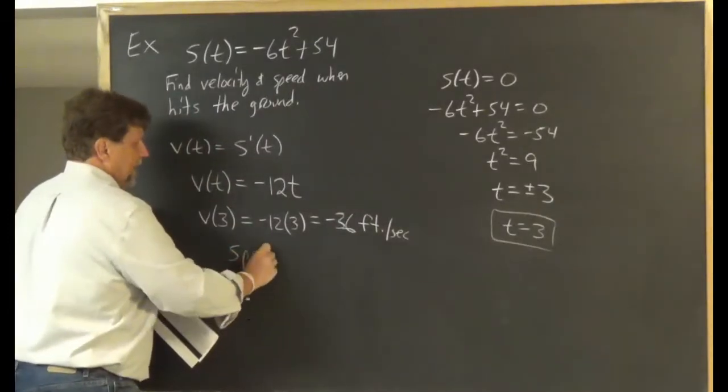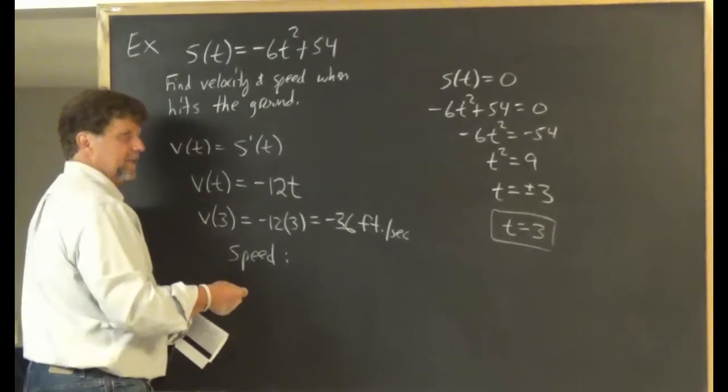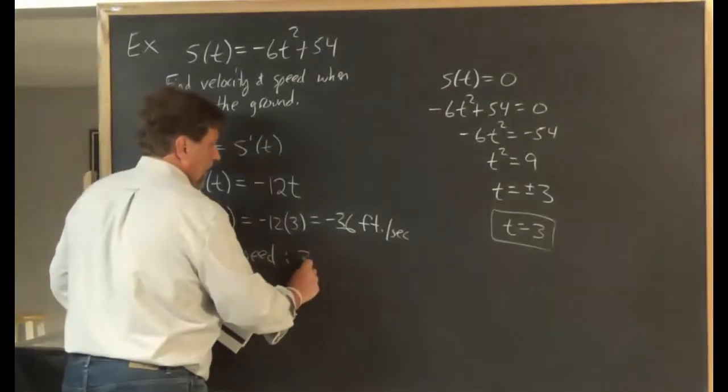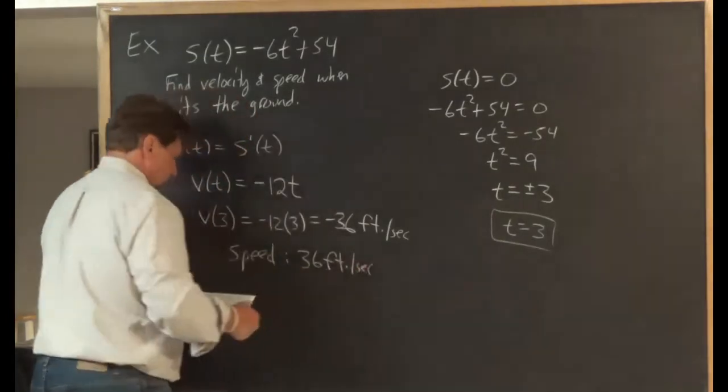And the speed, well, remember, speed is the absolute value of velocity. So the speed would be 36 feet per second.